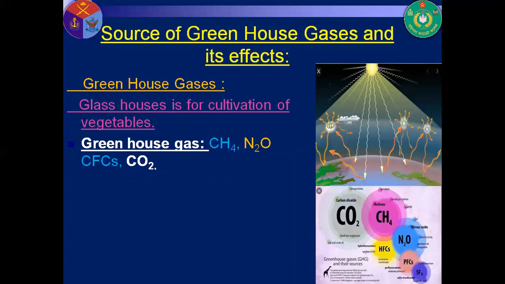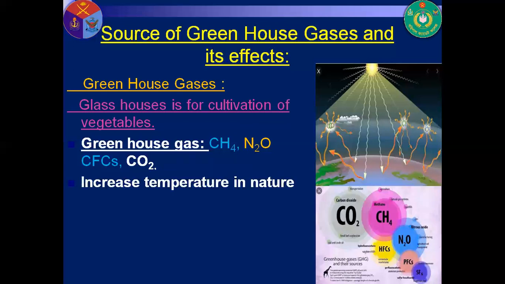Greenhouse gas. This is the greenhouse. It is made of glass, and this is gas. A greenhouse is used for the cultivation of vegetables. Several types of gases are used as greenhouse gases. Suppose methane, nitrous oxide, CFC chlorofluorocarbon, and carbon dioxide. These gases create warmth, absorb heat, and increase the temperature of the earth. For this reason, these gases are called greenhouse gases.